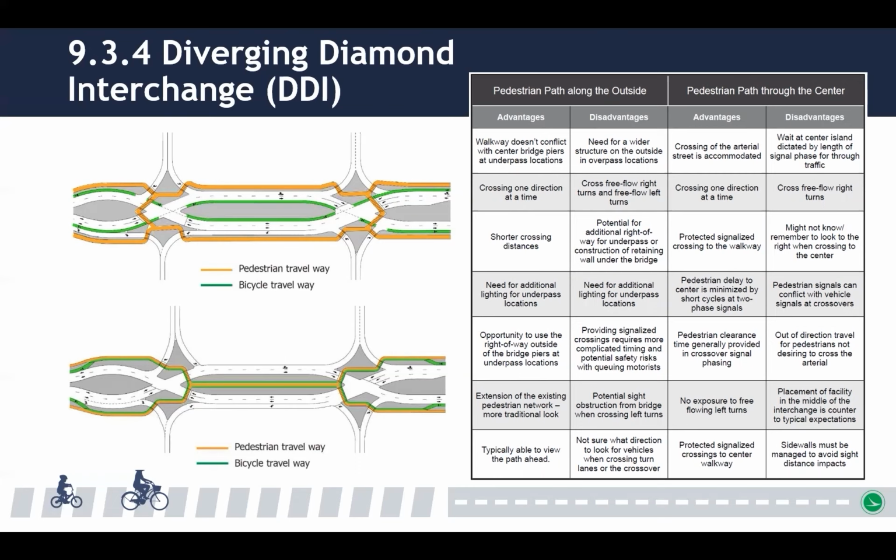Additionally, as with cloverleaf interchanges, there are many free-flowing points that must be addressed for both bicyclists and pedestrians where crossings occur. With a DDI configuration, there is an opportunity to provide two different pedestrian routes through the interchange: through the center of the interchange in the median within the interchange core, or along the outside of the interchange like traditional interchange configurations. Table 9.2 highlights the advantages and disadvantages of the two route placement options.